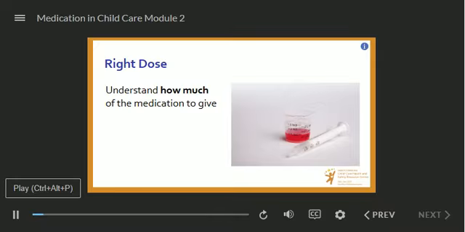The next right is right dose. The right dose means giving the same amount of medication the healthcare provider has prescribed for the child, or the manufacturer of the medication recommends, and that the parent has authorized to give.